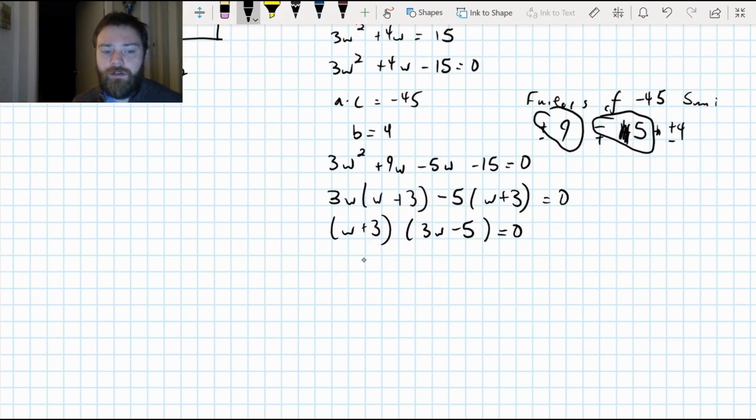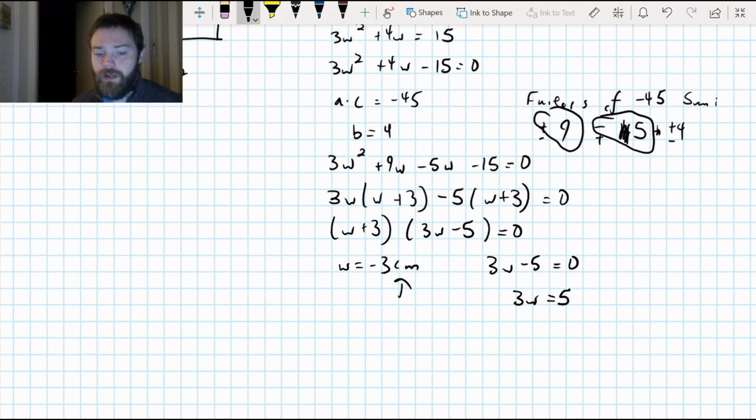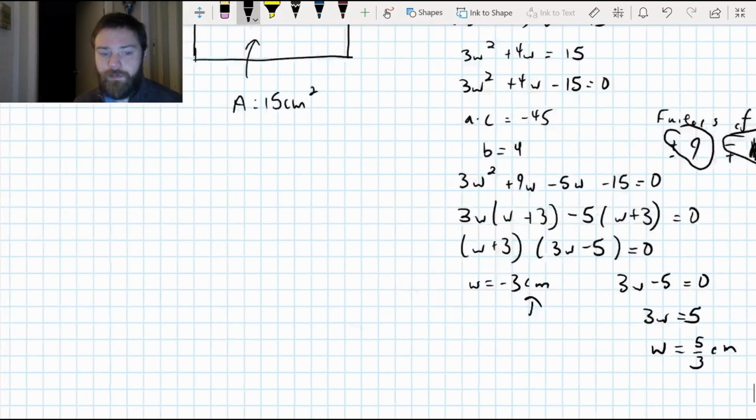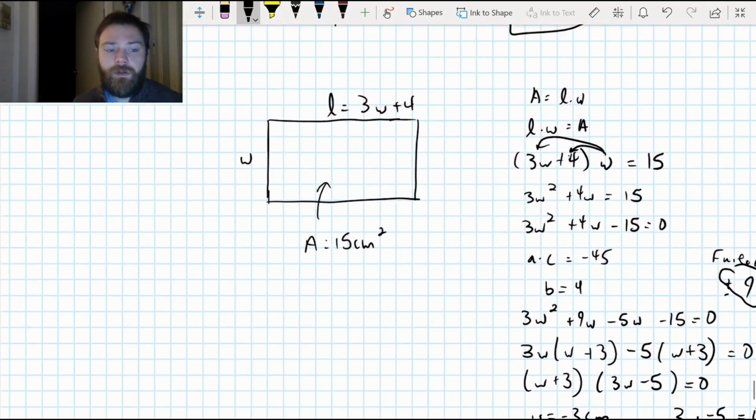What this gives me is w equals -3 centimeters, which doesn't make any sense in the context of our problem because it's negative length. So I'm going to take 3w minus 5 and set it equal to 0. I add 5 to both sides, so I get 3w equals positive 5, and then w equals 5/3 centimeters. So if I go up here, this length is 5/3 centimeters.